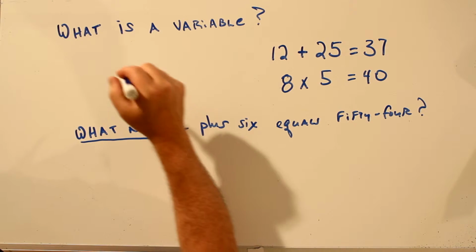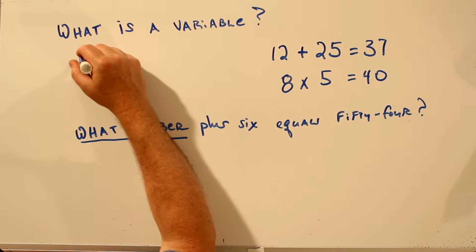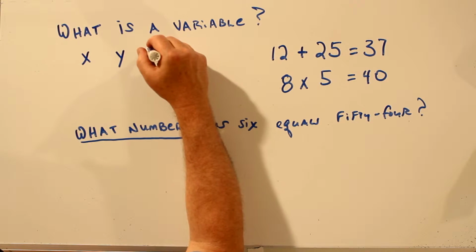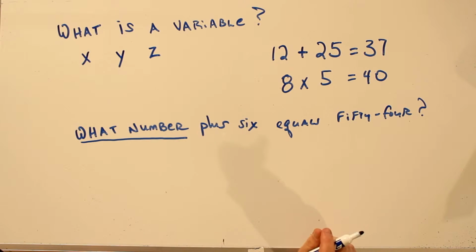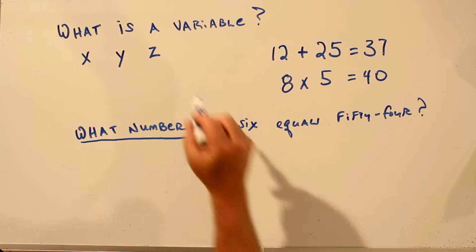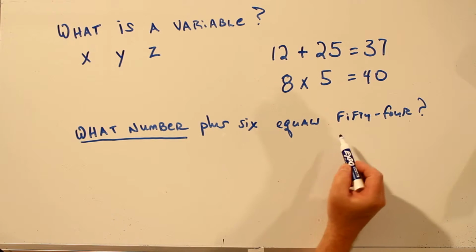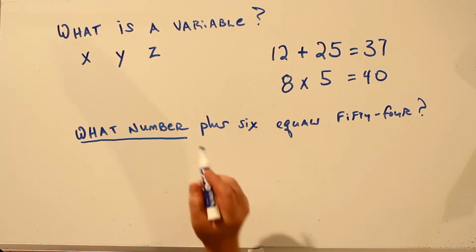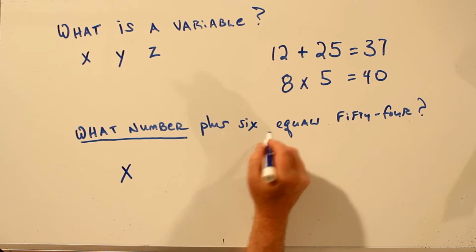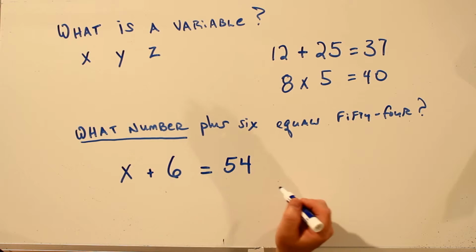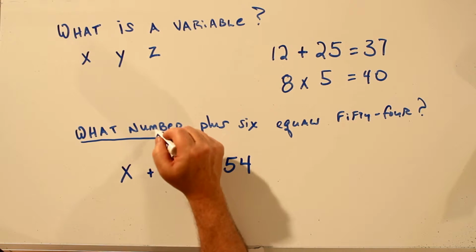A variable answers the question, what number? And typically we use letters for variables. And we use letters toward the end of the alphabet, like X, Y, and Z, for example. So if we wanted to write this sentence using numbers and variables, what number plus 6 equals 54, let's use the letter X for what number? X plus 6 equals 54. And that's what our problem looks like with a variable in for what number.